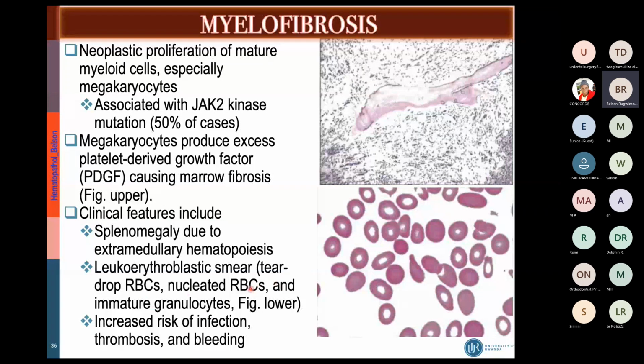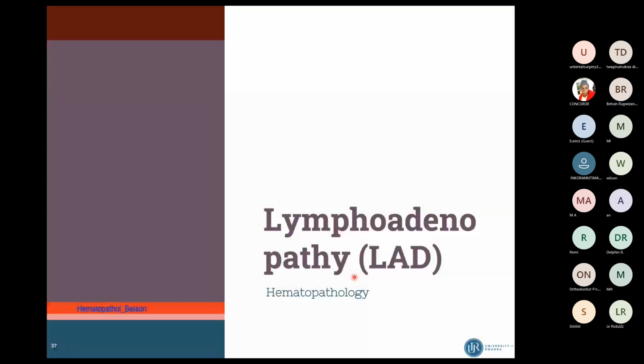Sometimes they have nucleated red blood cells. Izo ubona zidafite whitish center because zifite nucleus. So they have captured their nucleus, which is abnormal. So they have a risk of infection, thrombosis, and bleeding. So we proceed with lymphadenopathy. If you have questions, you can ask them, otherwise we proceed.